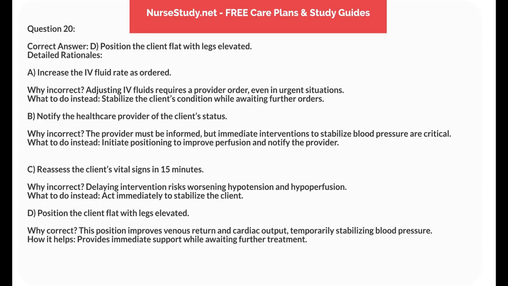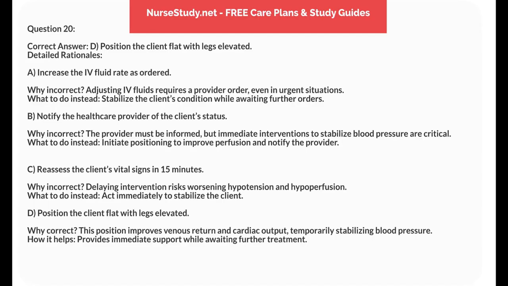Detailed rationales. A. Increase the IV fluid rate as ordered. Why incorrect? Adjusting IV fluids requires a provider order, even in urgent situations. What to do instead: stabilize the client's condition while awaiting further orders. B. Notify the healthcare provider of the client's status. Why incorrect? The provider must be informed, but immediate interventions to stabilize blood pressure are critical.